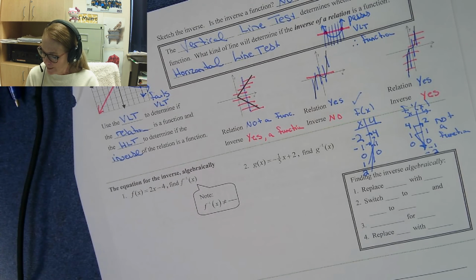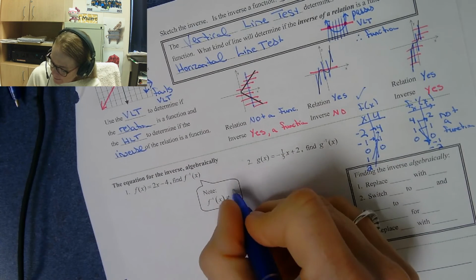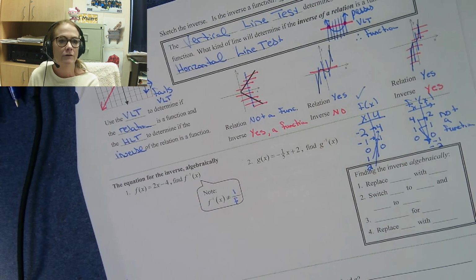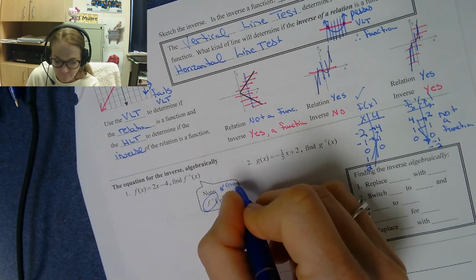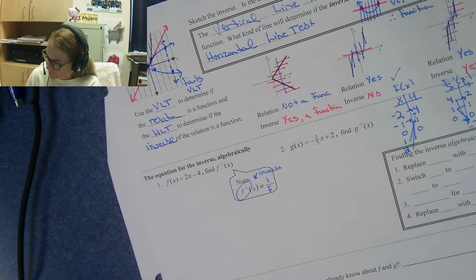Okay, the equation for the inverse algebraically here, again, this is not 1 over f. It means inverse. All right, so how do you find a function's inverse?